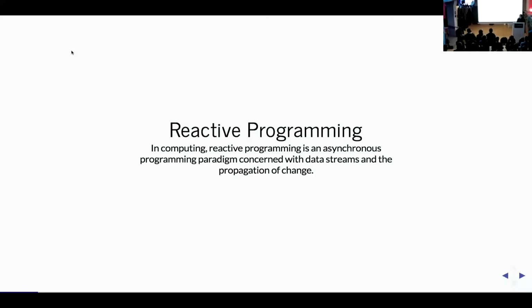Wikipedia says that reactive programming is an asynchronous programming paradigm concerned with data streams and the propagation of change. Basically, it was invented with a library called Reactive Extensions for .NET, and in a narrow explanation, it's every program which uses reactive extensions.